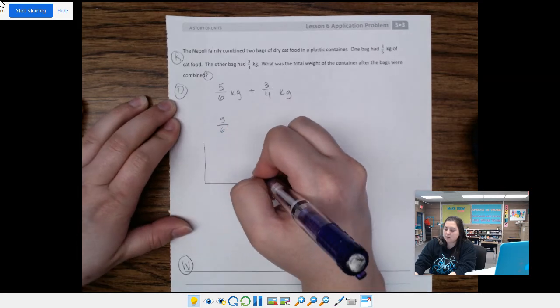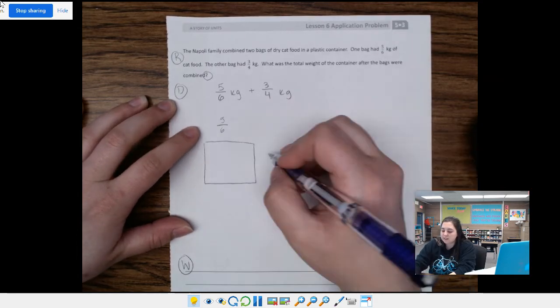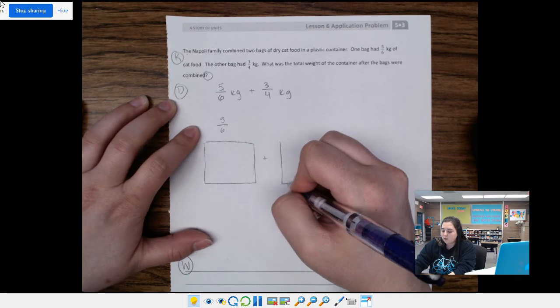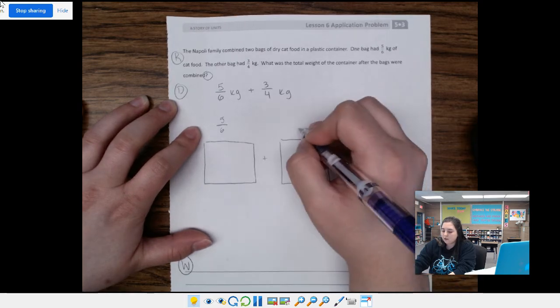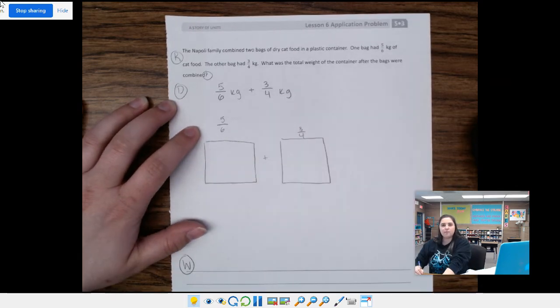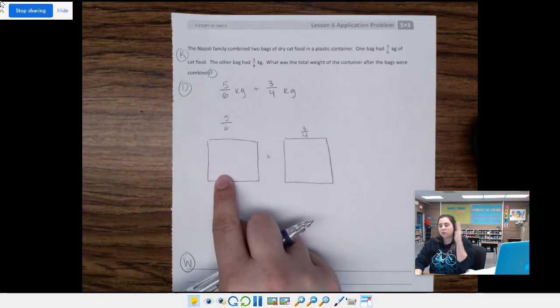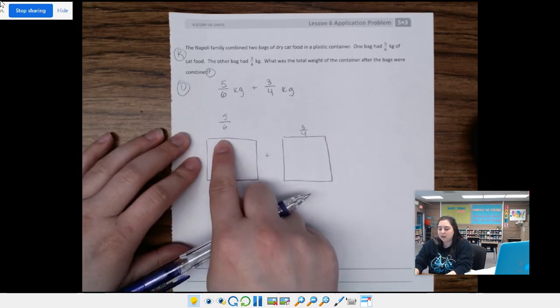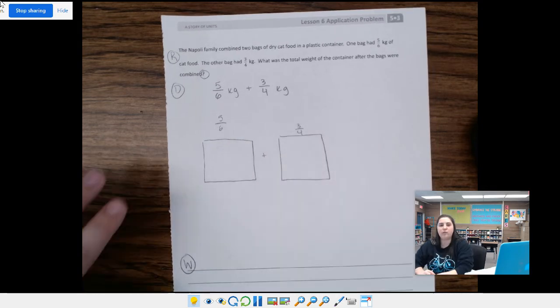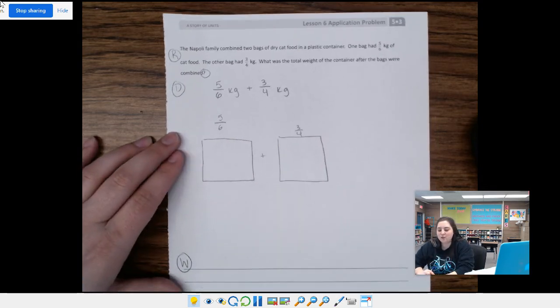Here, this rectangle is going to represent the 5/6, and we are going to be adding 3/4. So on one of them, use maybe vertical lines to show 5/6, and on the other one, horizontal lines to show 3/4. You can pause now if you can do that by yourself.